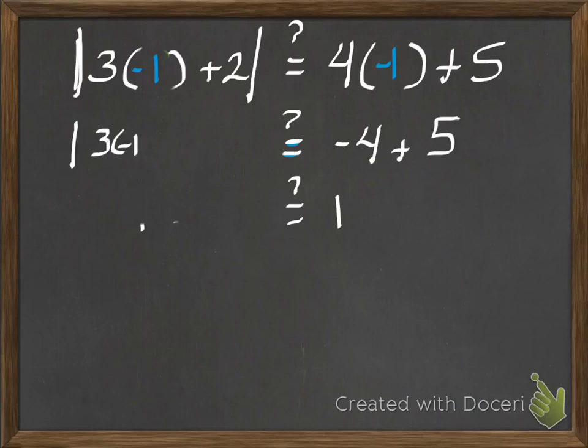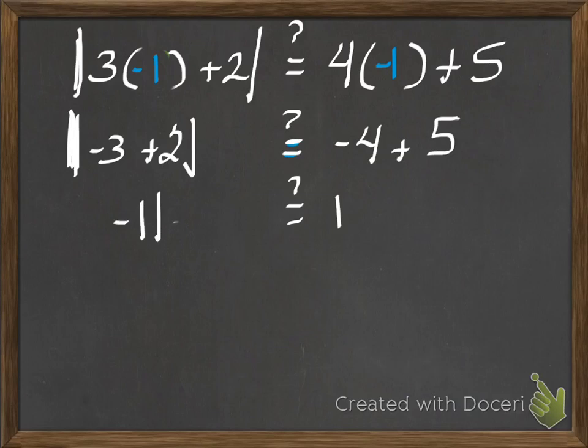3 times a negative 1 is a negative 3 plus that 2, but we're going to take that absolute value of whatever we get there. So that means we're going to figure out how far away it is from 0. Not worried about the direction when we're looking at the number line. So we have a negative 1, and I take the absolute value of negative 1, and that answer is 1. So that does check out.